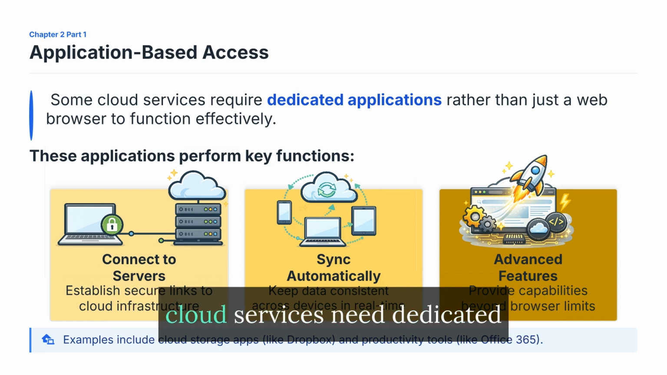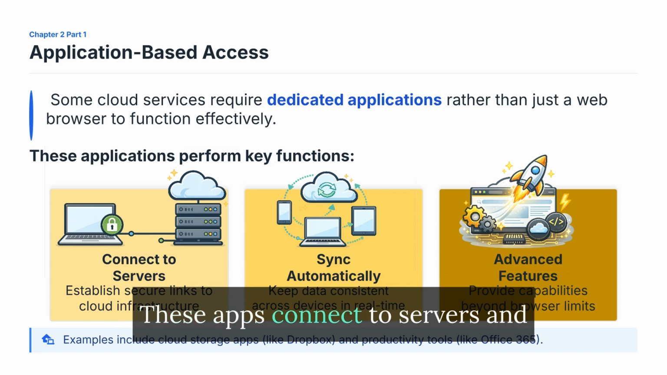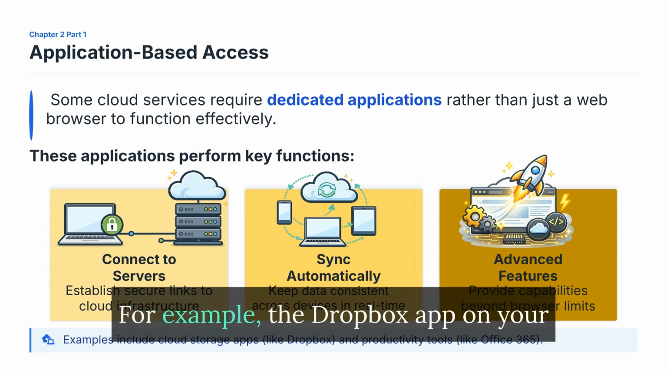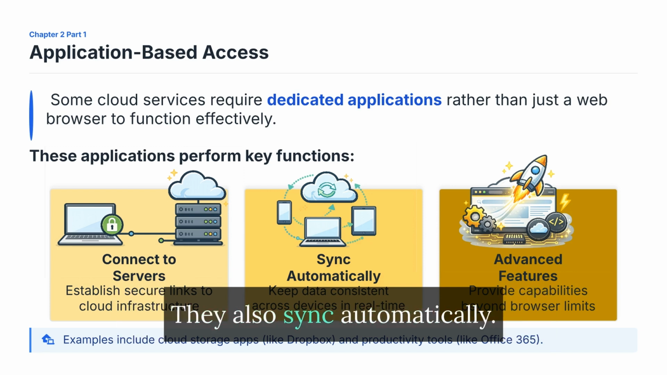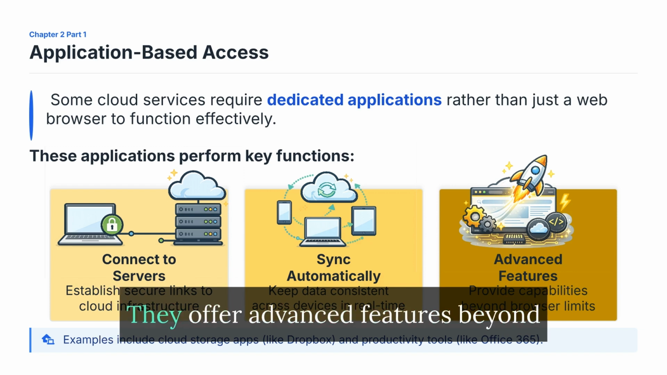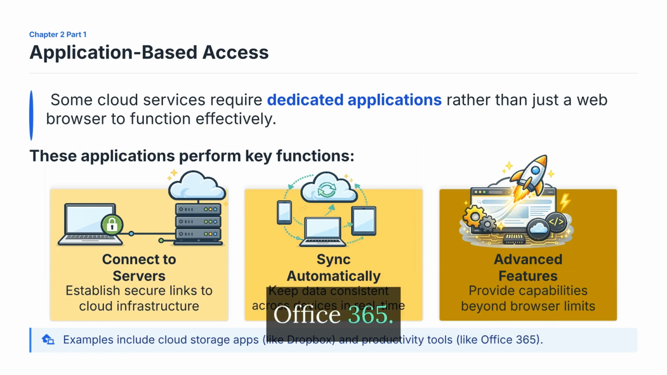Application-based access means some cloud services need dedicated applications, not just a web browser. These apps connect to servers and establish secure links to cloud infrastructure. For example, the Dropbox app on your laptop connects directly to the cloud. They also sync automatically, so when you edit a file on your phone, it updates on your laptop in real time. They offer advanced features beyond browser limits, like full editing tools in Office 365.